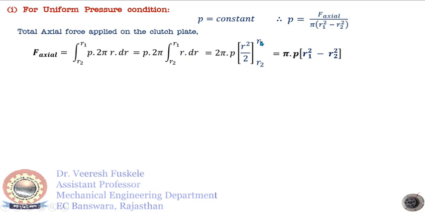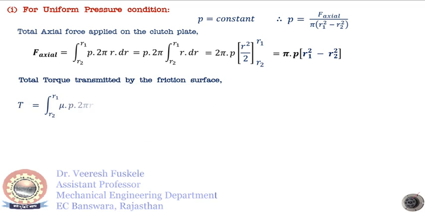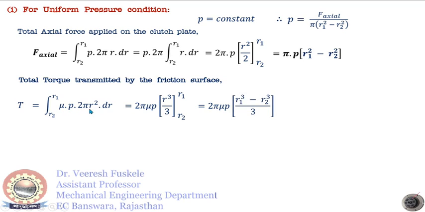Putting the value of limits R1 and R2, we get the total axial force applied on the clutch plate as π p (R1² − R2²). Now the total torque that can be transmitted is obtained by integrating the equation of dT between the limits of inner radius R1 and outer radius R2 as follows. The total torque transmitted by the friction surface, T, is equal to the integration from R2 to R1 of μ p 2π r² dr. This was the equation of dT.